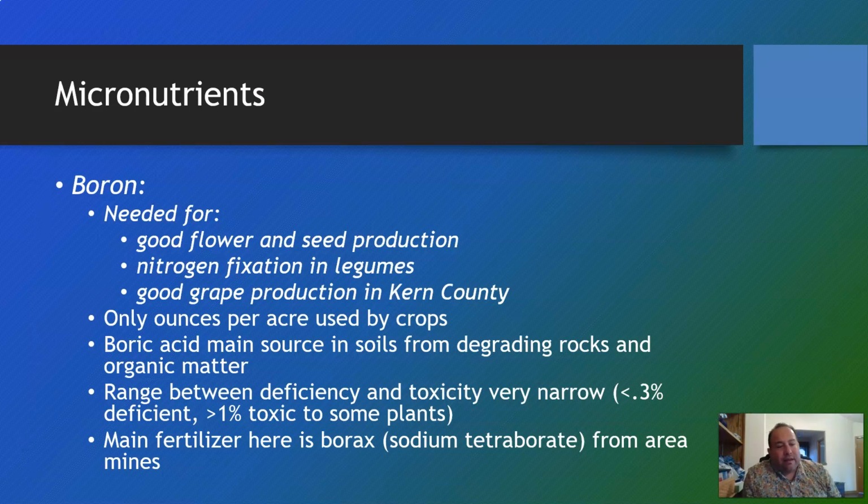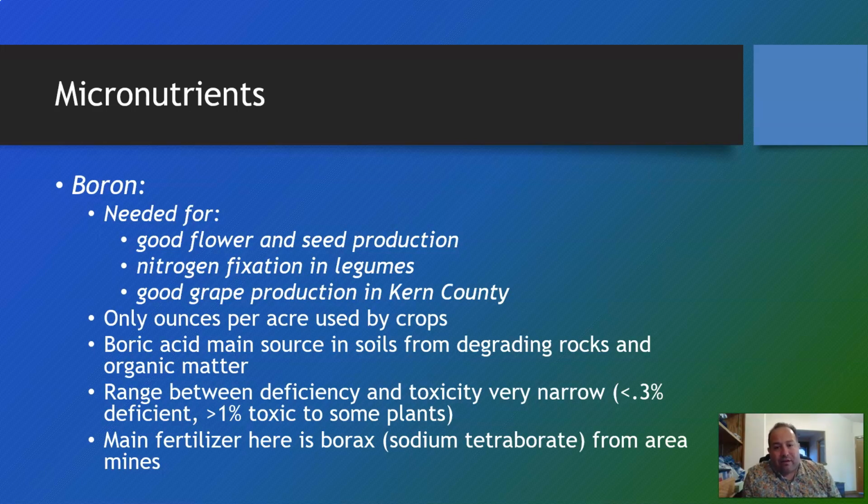Boron, that's another one of our micronutrients. It's needed for good flower and seed production, needed for nitrogen fixation in legumes, and it's actually really important for the grape production in Kern County. It's only ounces per acre used per crop, so very little of it. Boric acid in soils comes from degrading rocks and organic matter.